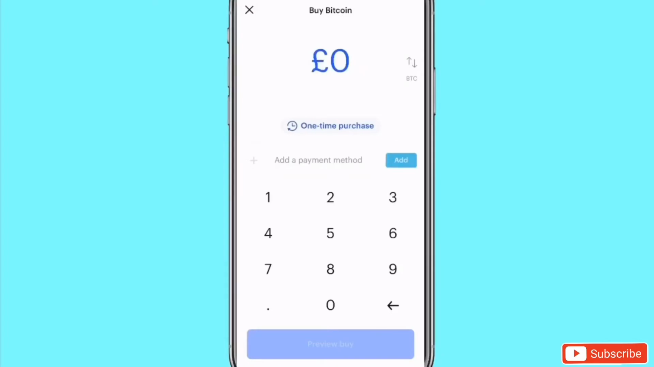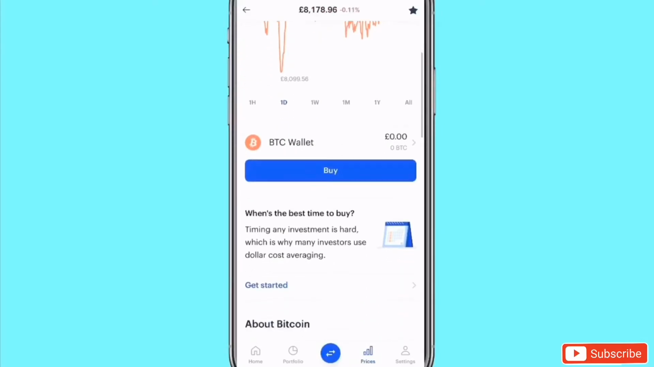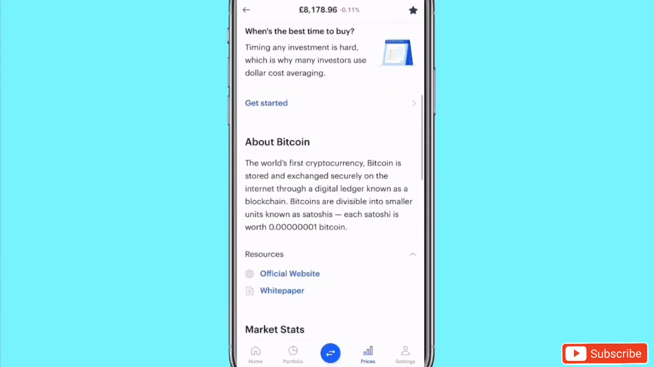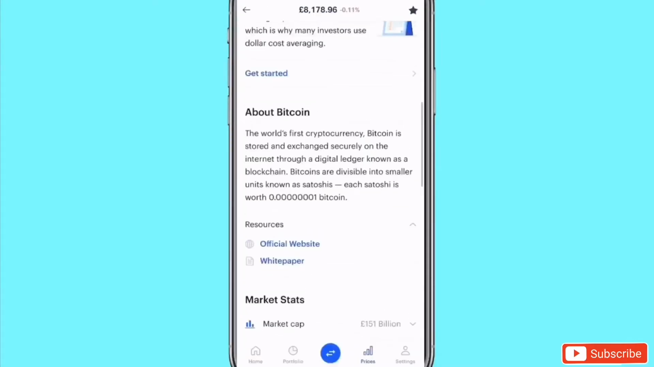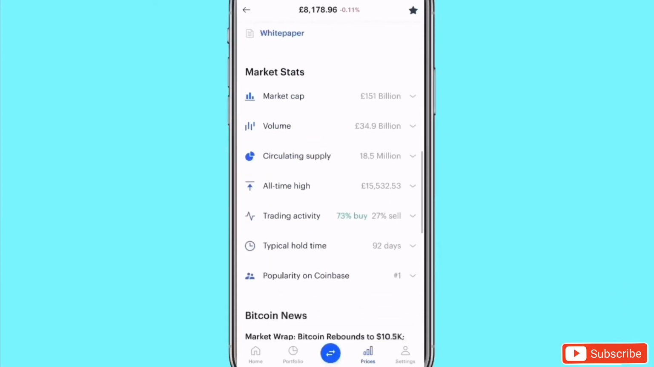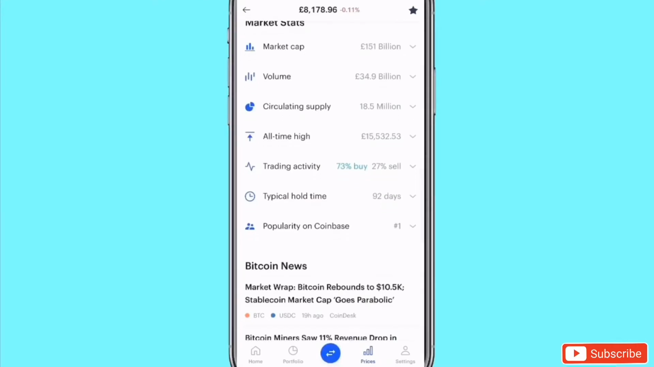So if we just go back here then to Bitcoin, you can see here, like I say, it's currently at £8,000. At the time of recording, this is £8,000 or so. And you can see that it's got you a bit of information here about Bitcoin. You can go to this website and you can learn a bit more about it there. Or it gives you some stats about it here. So the market cap, volume, all-time high, etc. And obviously, it's the number one popular crypto at the moment, and especially on Coinbase.